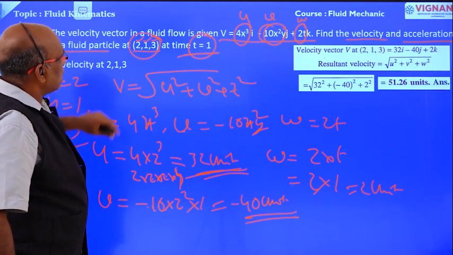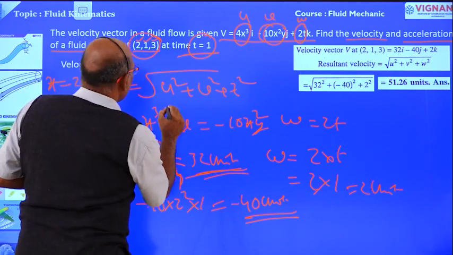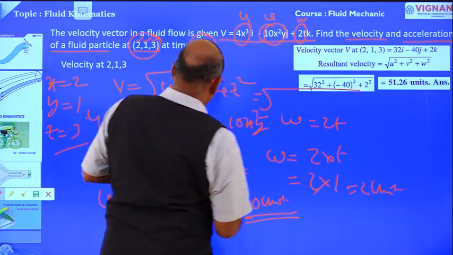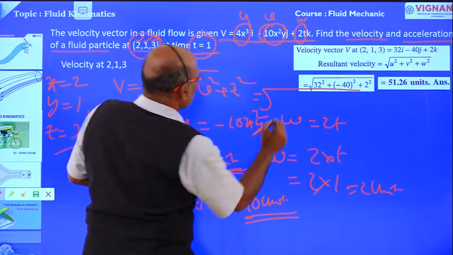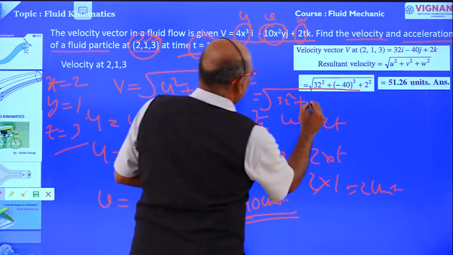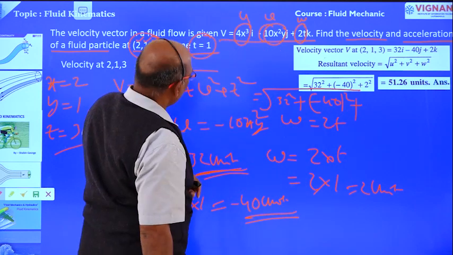Finally, we are going to determine the velocity. Velocity vector is equal to, what is the formula? Square root of u square plus v square plus w square. So this is equal to square root of 32 square plus minus 40 square plus w square.